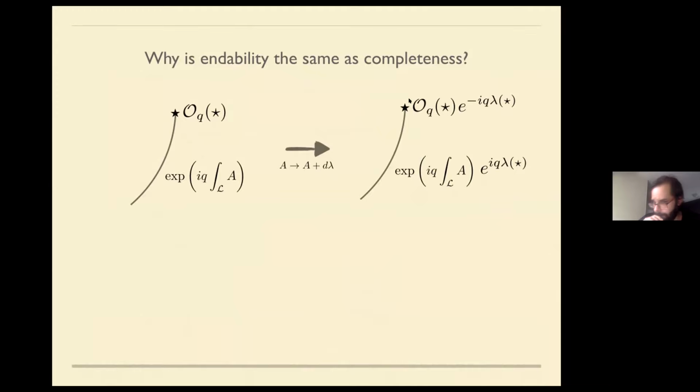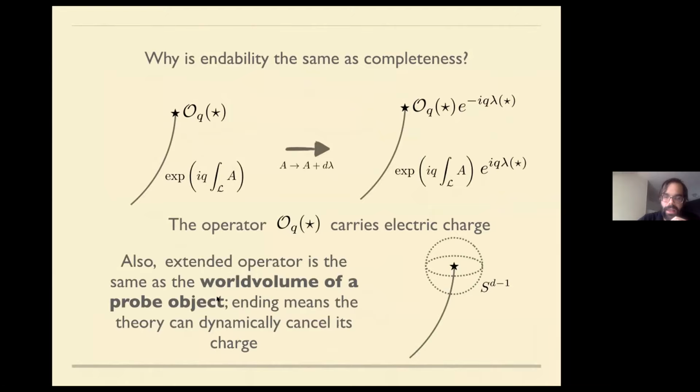This is perhaps a simple example to make it familiar, but actually the argument is pretty general and you can argue it in a very simple way if you take the perspective that the Wilson line or an extended operator is actually inserting the worldvolume of a probe object. This is not part of the dynamical degrees of freedom of the theory, but you just introduce it as a probe and you study correlators in the presence of this object. So saying that the object can end is like saying that, by the state-operator mapping, the Hilbert space on this sphere that I drew here is non-empty.